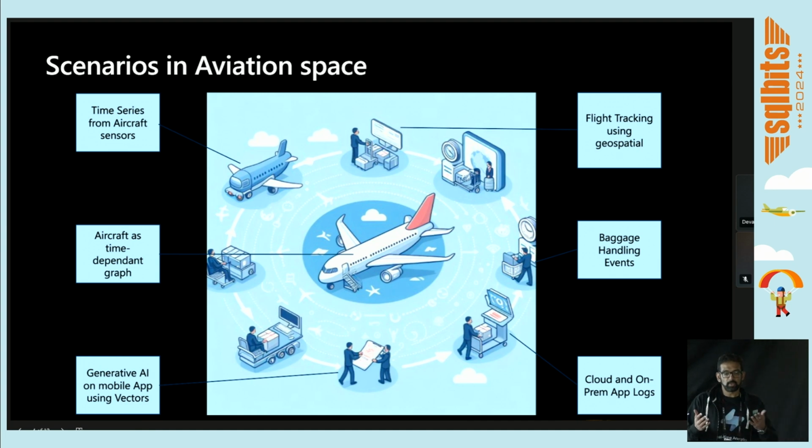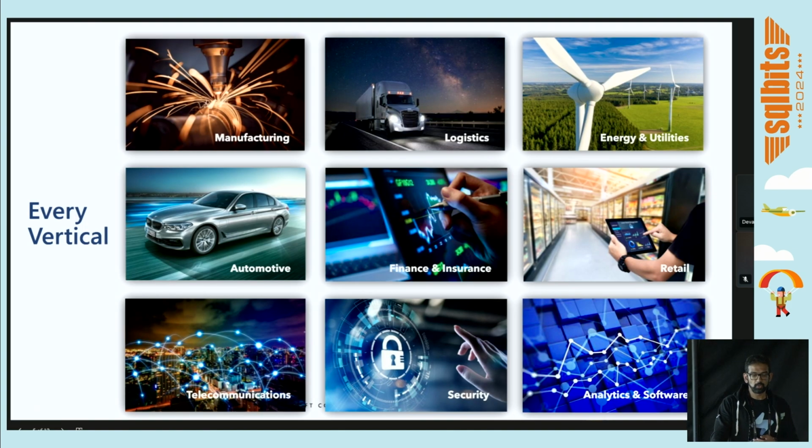So these are the 6 types of scenarios you can see in the aviation industry where high granularity data, whether it's time series data, geospatial data, event data, or vector data, is very interesting, and you want to be able to capture it, store it, and analyze it. And this is what you can do with real-time analytics in Fabric. So this is an example from an aviation scenario, but it is not limited to only aviation.